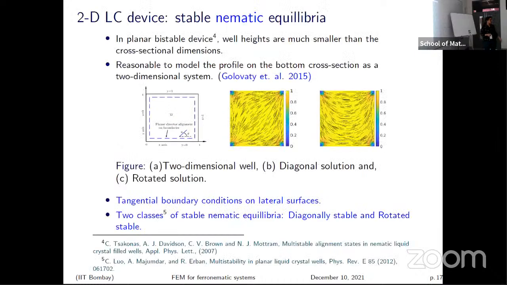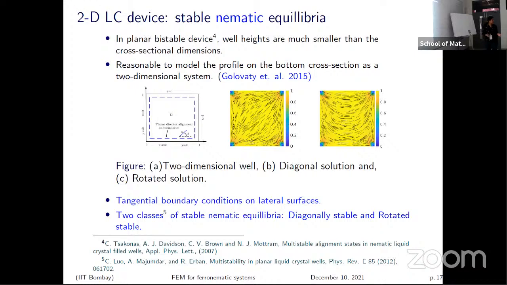The numerical solution configurations of the arithmetic systems are motivated by experimental work by Sarkozy and colleagues in 2007. The authors study a planar bistable magnetic liquid crystal device where the domain is a square domain (0, 1), and this device has two sets of stable solutions: the diagonal solution and the rotated solution.